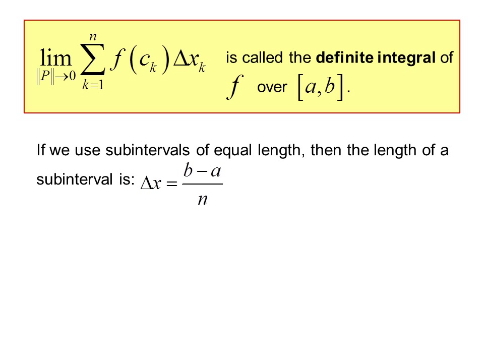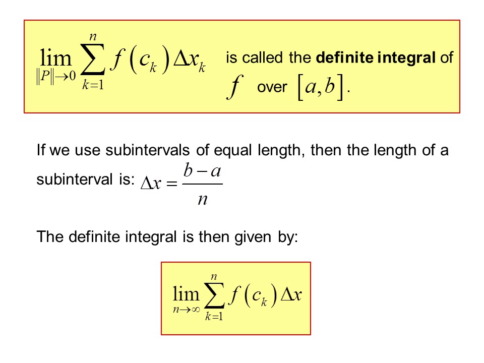If we use subintervals of equal length, then the length of a subinterval is delta x equals b minus a over n. The definite integral is then given by the limit as n goes to infinity of the summation from k equals 1 to n of f of c sub k times delta x. Once again, we're adding an infinite number of infinitely narrow rectangles.